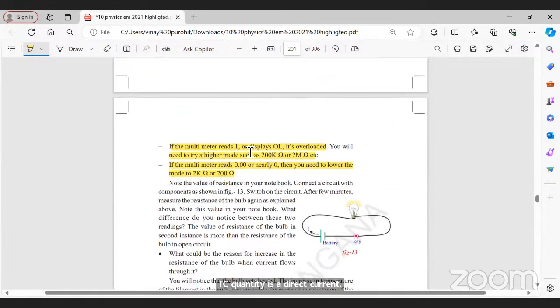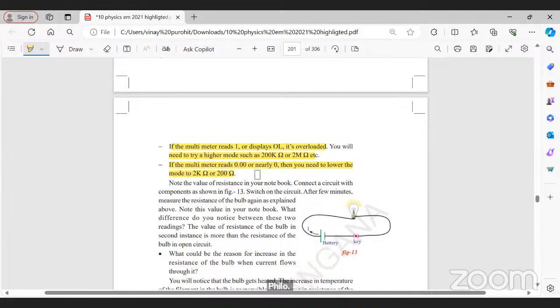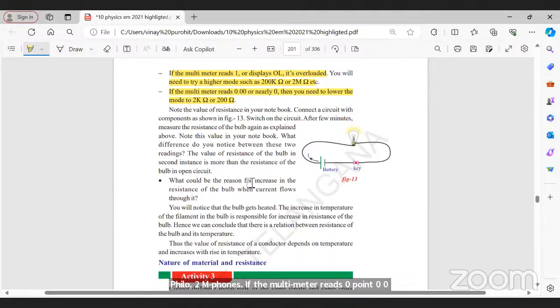If the multimeter reads 1 or displays OL, it's overload. So you have to keep it in a higher mode, that is 200 kilo ohms or 2 mega ohms. If the multimeter reads 0.00 or nearly 0, then you need to lower the mode to 2 kilo ohms or 200 ohms.